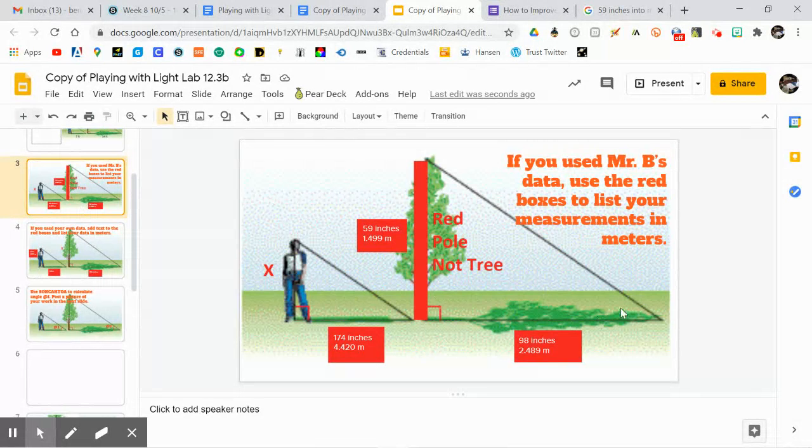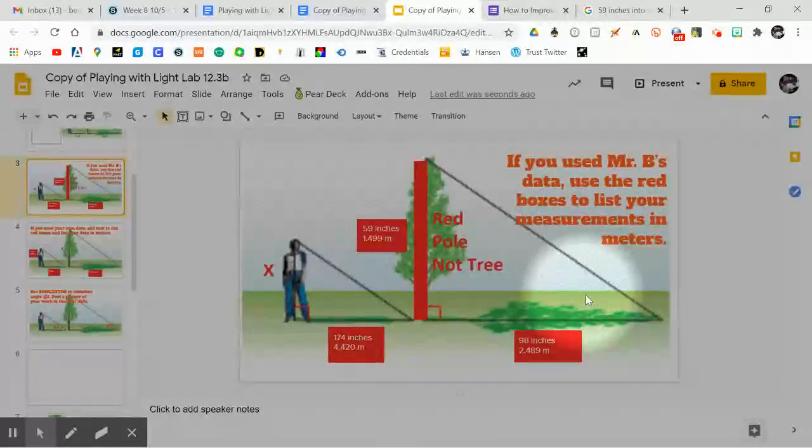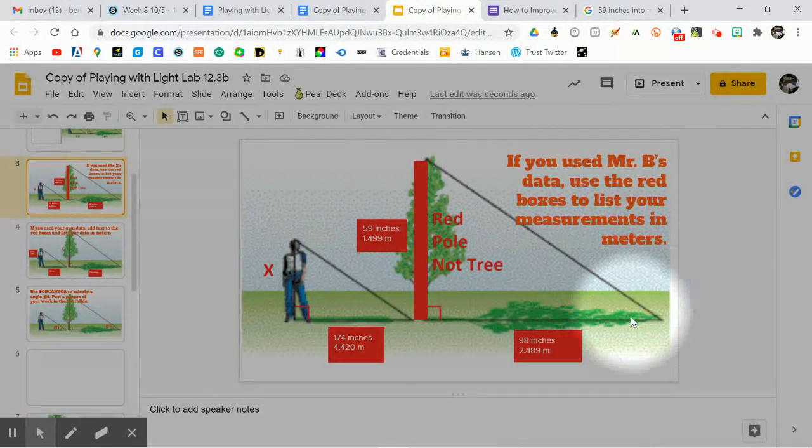I'm trying to figure out what this angle is right here. I have the opposite side and the adjacent side. If I'm trying to figure out this angle right here, the side across from the angle becomes the opposite side, and the side next to the angle becomes the adjacent side.